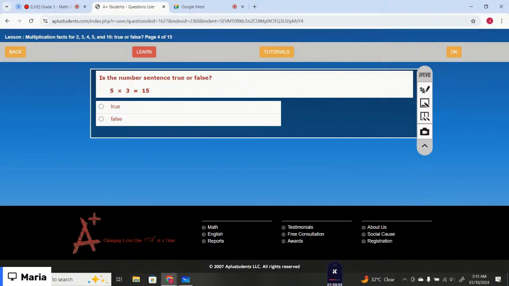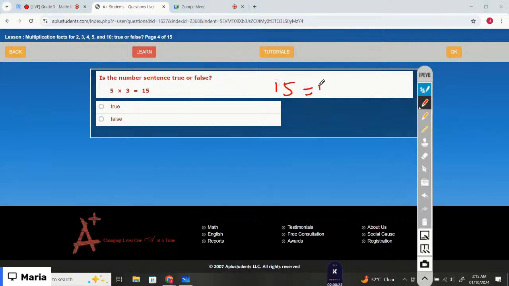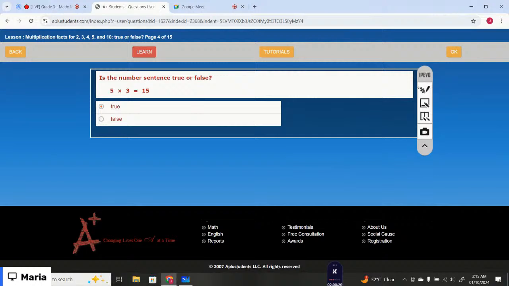Okay, the next one. Is the number sentence true or false? 5 times 3 equals 15. 5 times 3 is 15. So when you solve both sides, 5 times 3 is 15 and 15 is equal to 15. So that is, yes, true it is. Option number 1 is the correct option.